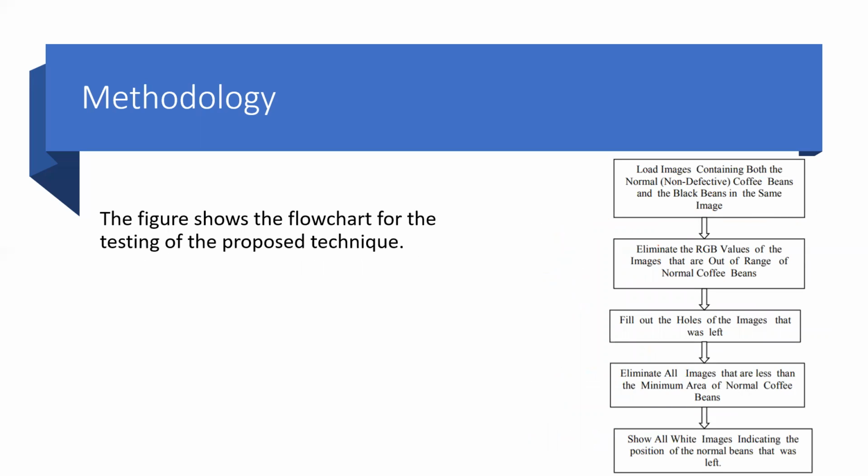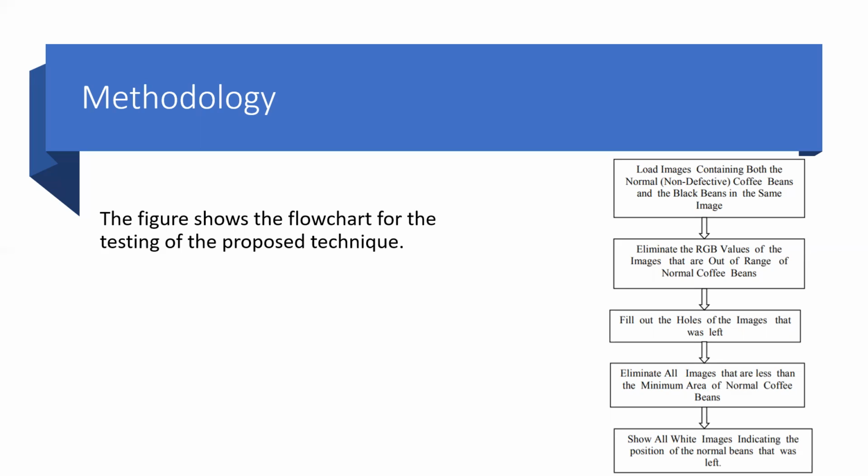The values extracted in the training process were integrated in the testing process. The RGB values of normal beans served as the upper and lower limit, wherein values that are out of the range were eliminated. The minimum value of filled holes area in the training process was also integrated in the testing algorithm. The figure shows the flowchart for the testing of the proposed technique.